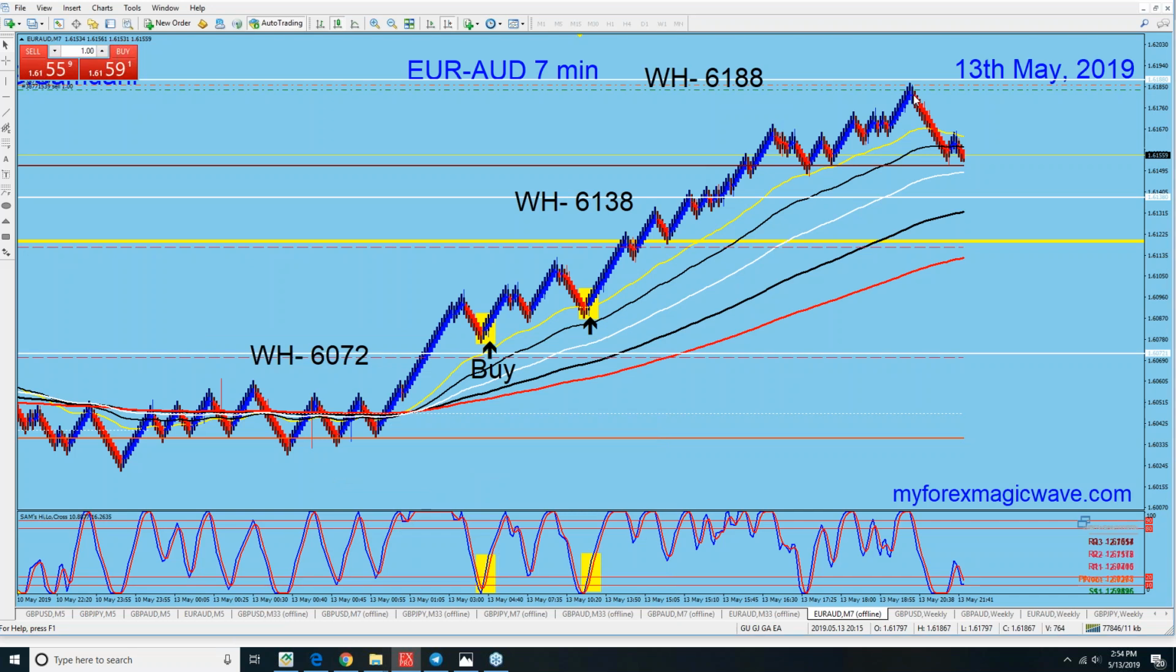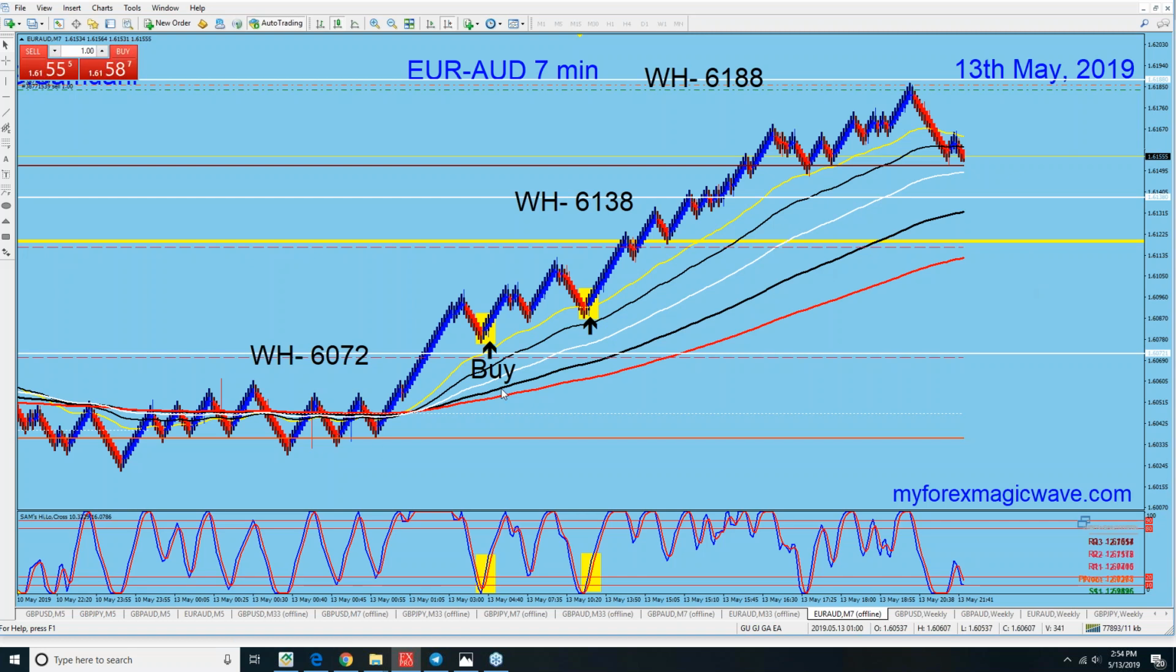Entry is around like 75, and now I'm already 20 pip positive. If it goes up one more time and takes me out, maybe I'm going to lose 4 pip. What the heck, right? But if it continues going to the downside here, maybe down here, then there's another free trade for me. Okay, so this is how it is.